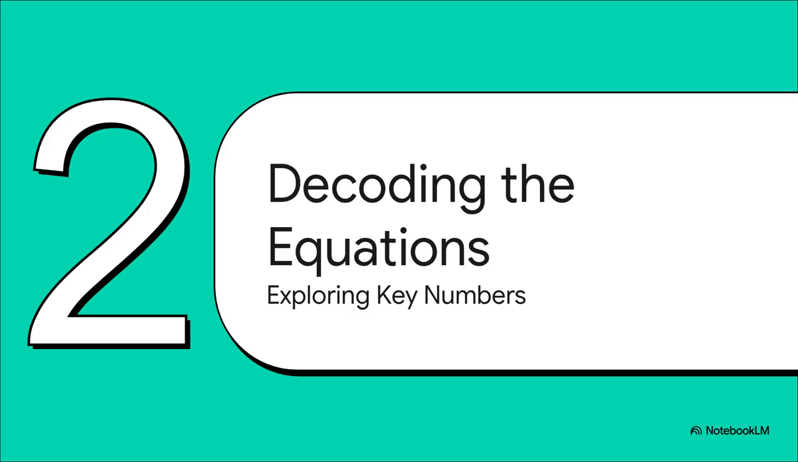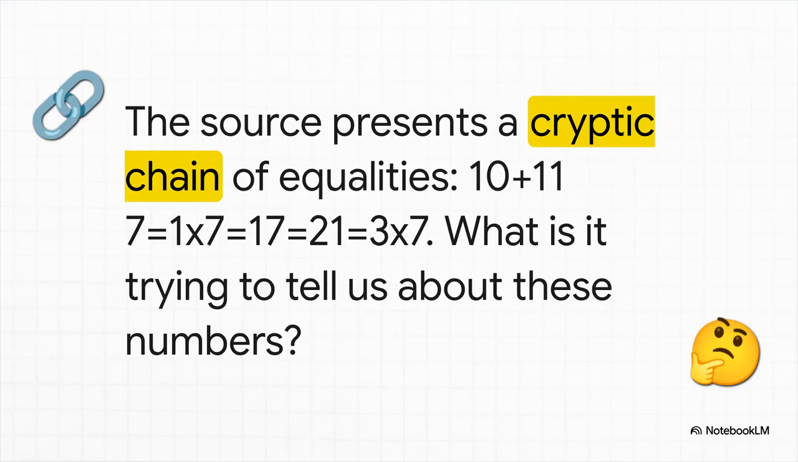Let's get into the equations. Okay, this right here is the central mathematical statement that we have to unpack. The source just throws this line at us: 10 plus 11, 7, equals 1x 7 equals 17 equals 21 equals 3x 7. It's this chain of equalities, and it seems to be linking a bunch of key numbers together. So what is it really trying to tell us?